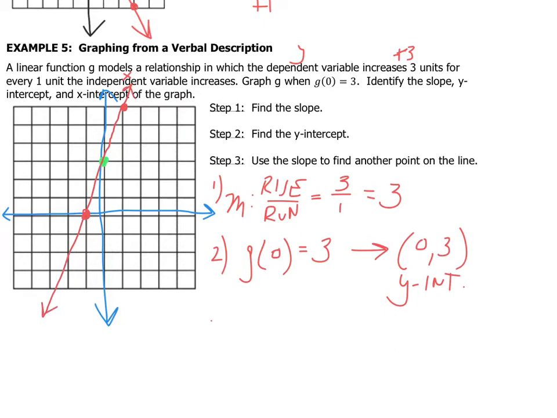And then step 3 here says to use the slope to find another point on the line, which we did. Up top it said to identify again the x-intercept. And again, these x-intercepts, which does not always happen, but the x-intercept on this one we can see. It is crossing right here at -1, 0.